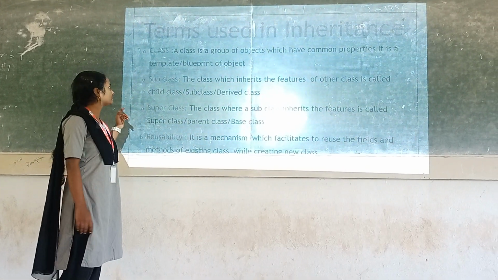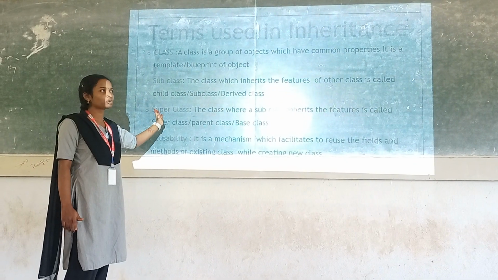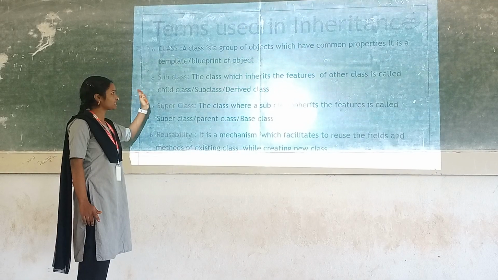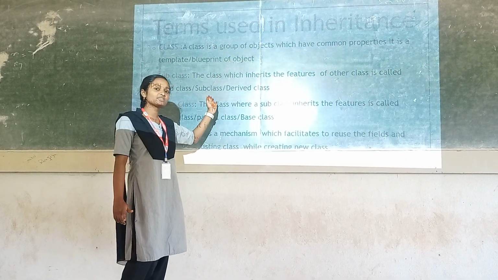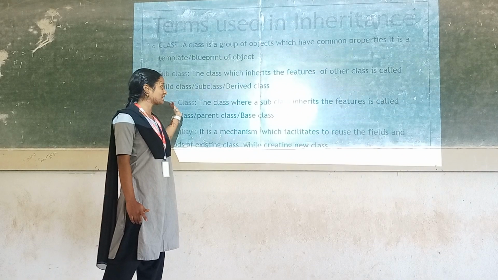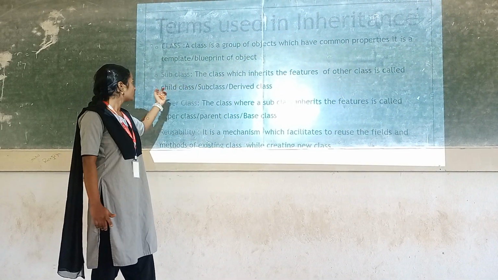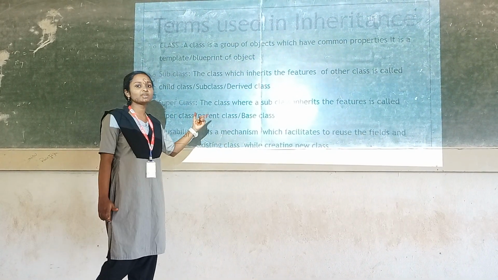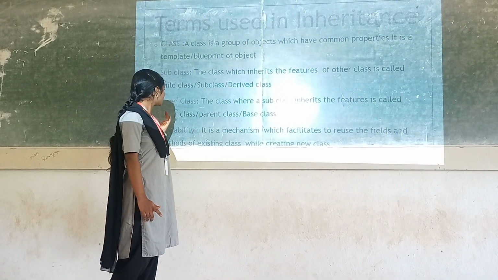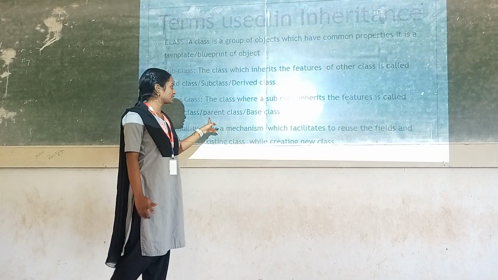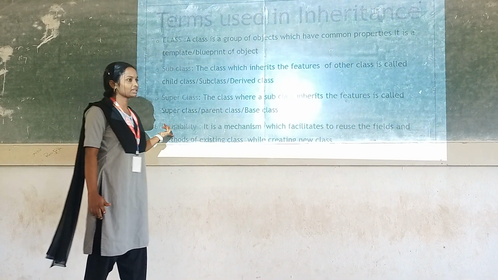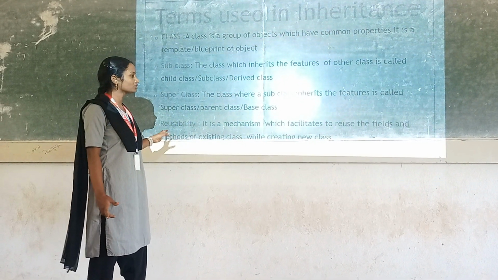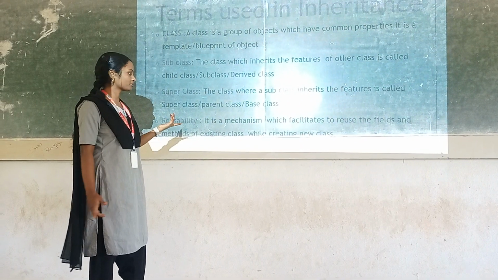Next, terms used in inheritance. Class: a class is a group of objects, or we can say a blueprint or template of an object. Subclass: the class which inherits the properties is called a subclass, or child class or derived class. Superclass: the class from which a subclass inherits the properties is called the superclass, also called parent class or base class. Reusability: it is a mechanism which allows us to reuse the fields and methods of the class.